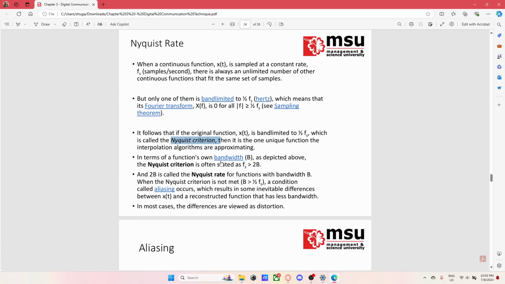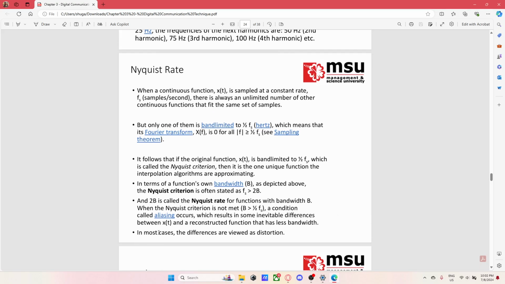And in terms of function bandwidth, as depicted above, the Nyquist criterion is often stated as Fs more than 2B. Okay? And 2B is called the Nyquist rate for a function with bandwidth B. When the Nyquist criterion is not met, where B is more than 1 over 2 of Fs, a condition called aliasing occurs, which results in some inevitable differences between x(t) and the reconstructed function that has less bandwidth. And in most cases, the differences are viewed as distortion.